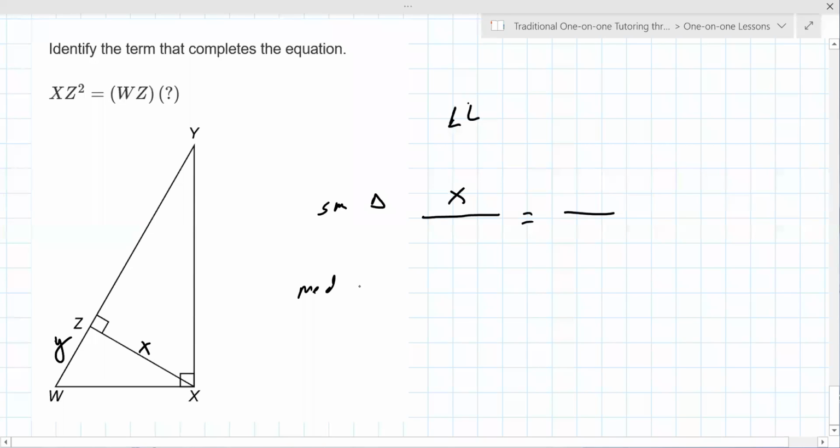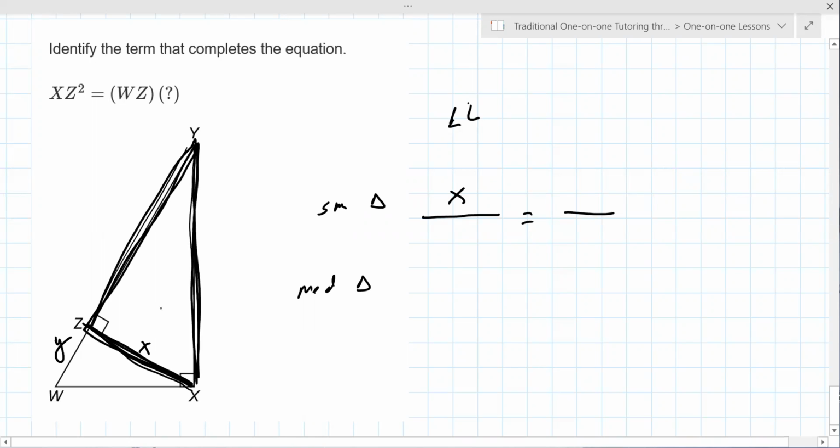It's also the long leg. This is the medium triangle right here. It's also x. Well, it is, but what is this side in the medium triangle? There's two legs. Oh, the short leg. Yeah. So that's x. So that's how they get xz squared, because they do x times x.